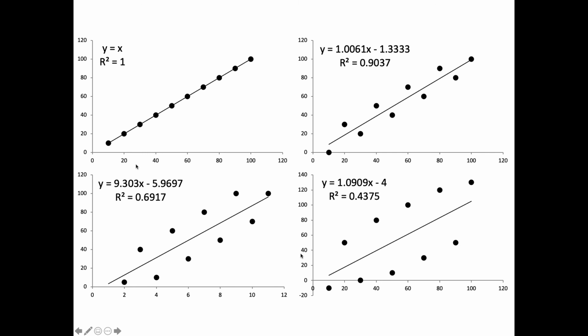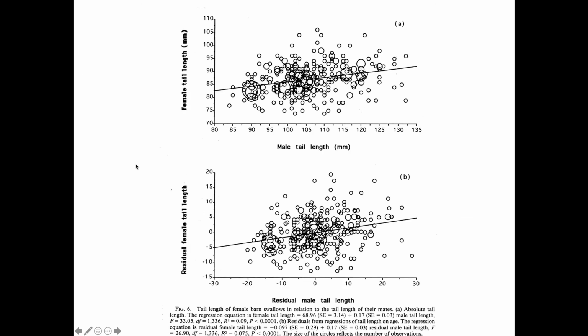This becomes important because sometimes you get regressions like this. This is from a paper that was published in Evolution back in the 1990s. This is relating the tail length of female birds to the tail length of male birds to see if those two characteristics are related in birds that pair with one another. Do long-tailed males tend to mate with long-tailed females? And what you can see when you look down in the figure caption is that the p-values for these regressions are quite high.